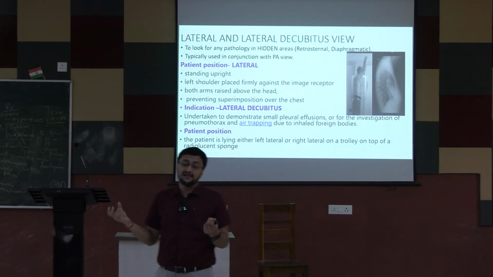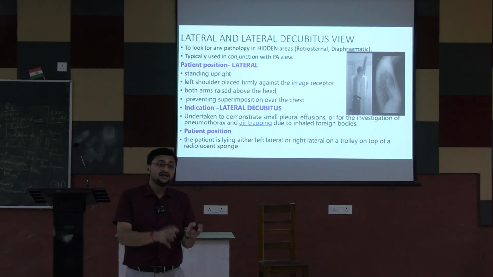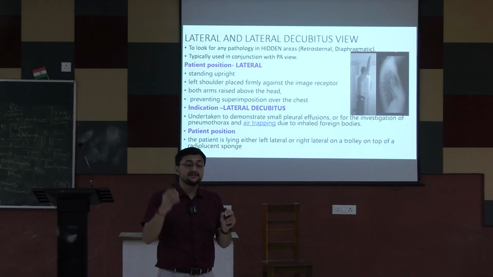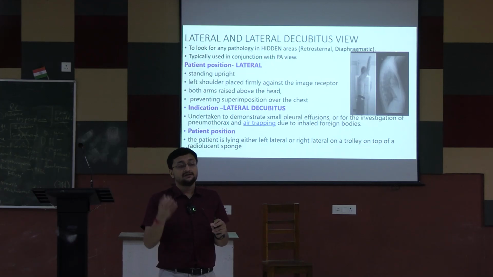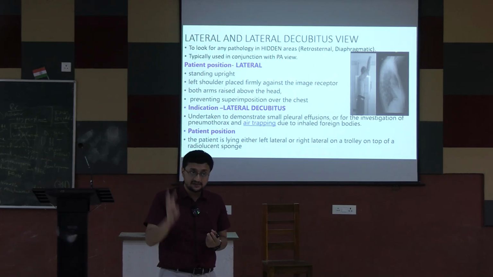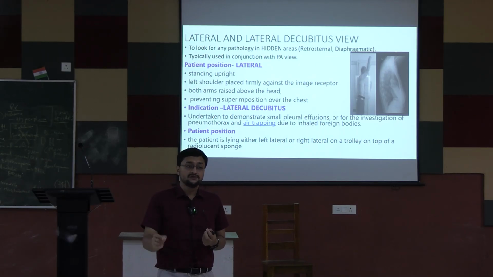And what is the utility of doing a lateral view? So lateral view actually demonstrates the hidden areas, that means those areas that cannot be delineated by the PA view: the retrosternal, retrocardiac and the diaphragmatic areas. So these three areas can be delineated by doing a lateral view. Okay, and the smallest amount of pleural effusion and pneumothorax also can be visible by the lateral and lateral decubitus view.